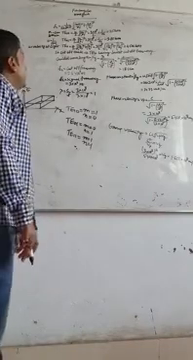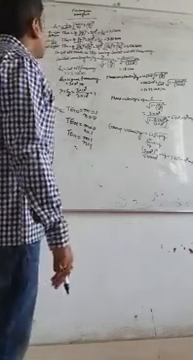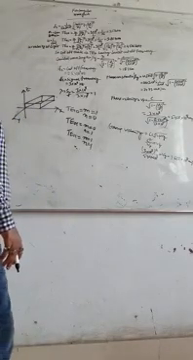Now TE11 mode is u by 2 into root over of (m by a) whole square plus (n by b) whole square. Just put the values. m is 1, n is 1, so (1 by 0.06) whole square plus (1 by 0.04) whole square. So it is 4.506 gigahertz.